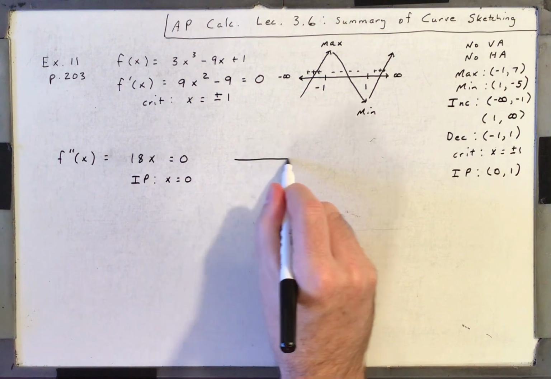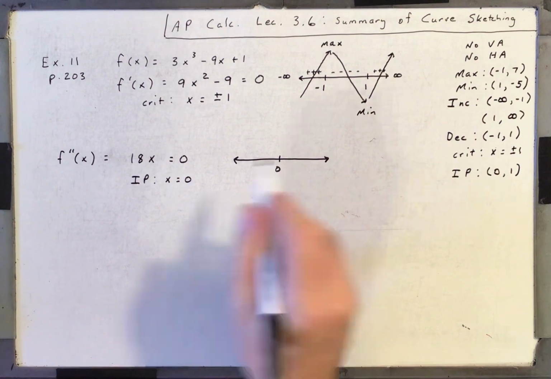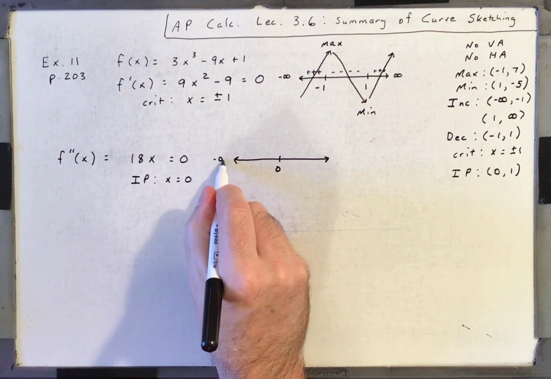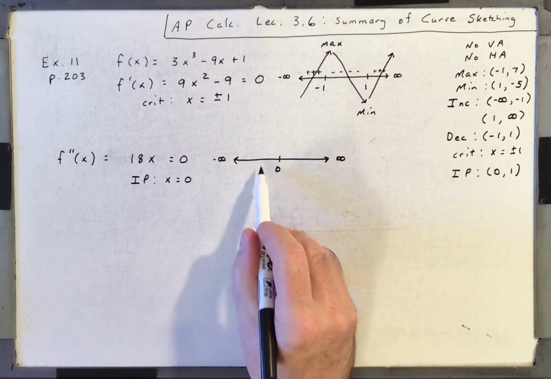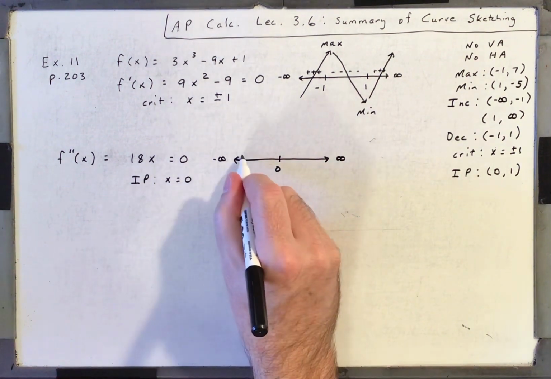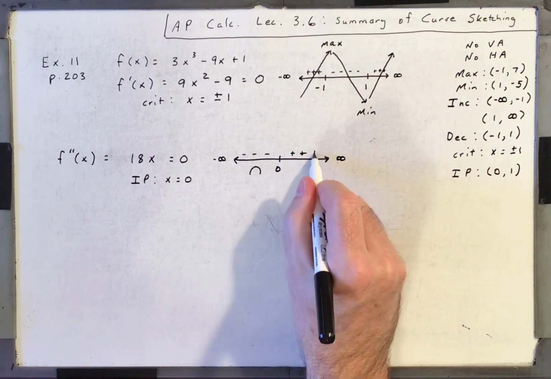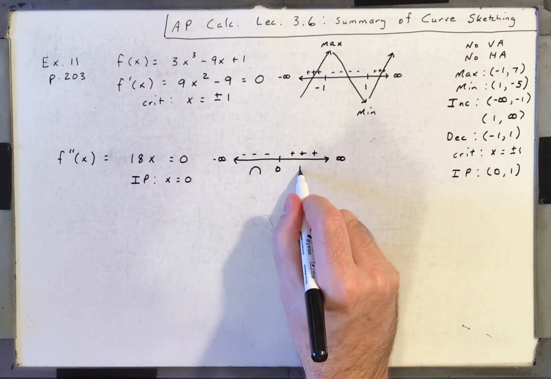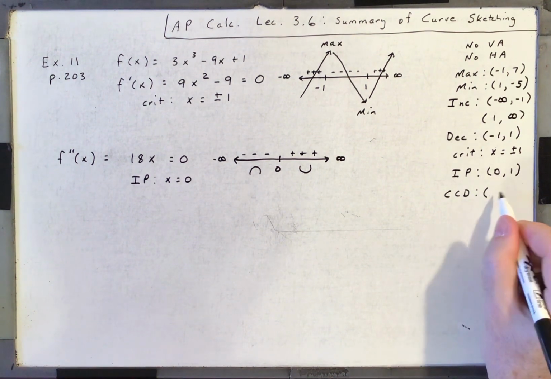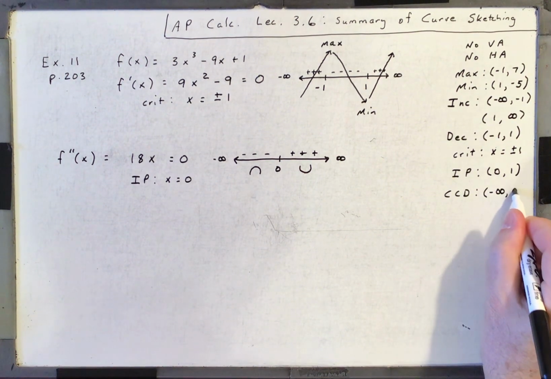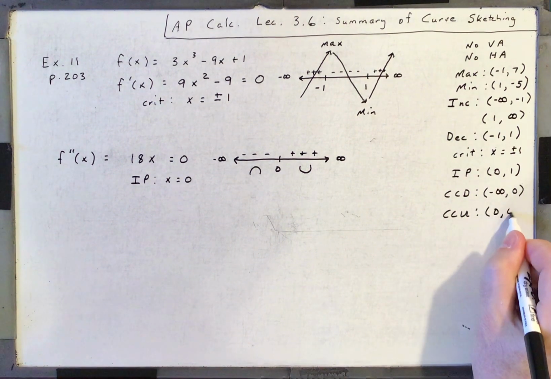Okay, let's do a sign line next to the second derivative. All right, to the left, put a negative 1 in there. It's negative. So that's concave down. To the right, it's going to be 18 times a positive number, so that would be concave up. So we have concave down from negative infinity to 0, and concave up from 0 to infinity.